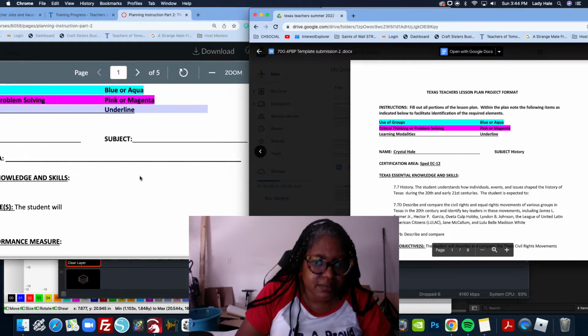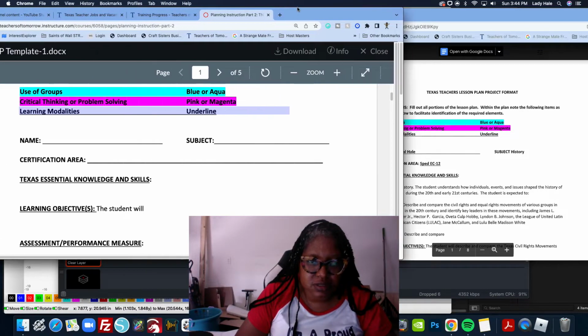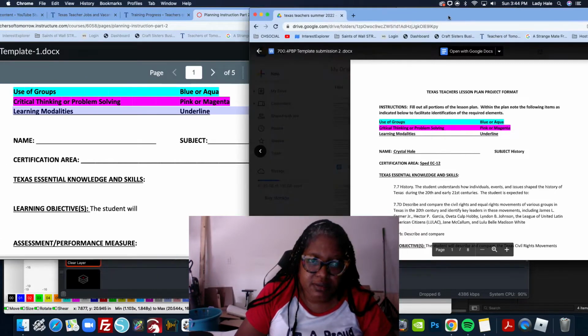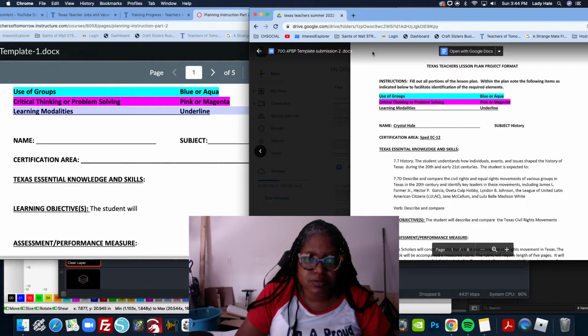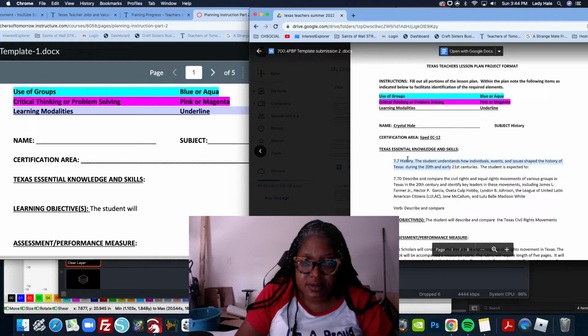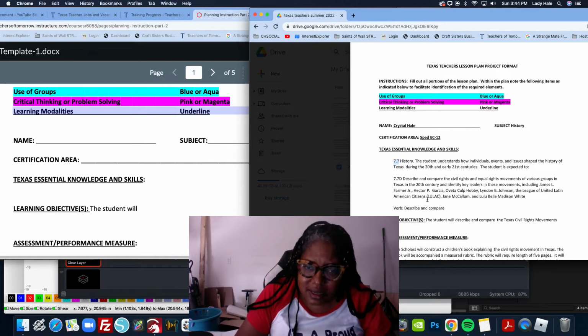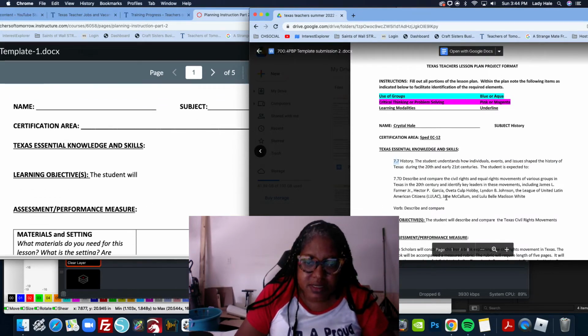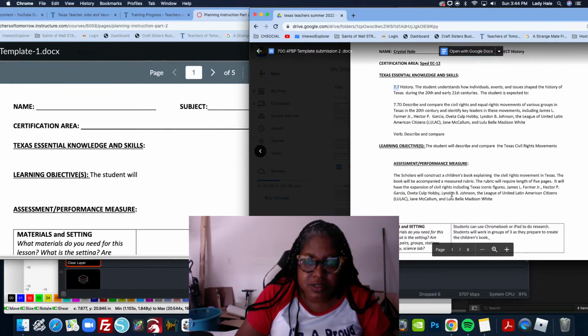As you see here, I did whatever I was supposed to do, and then I put the area of certification. This one is one for history. Okay, it's actually submission two, but this is one for history. So I did the seventh grade history, I think, and I took directly from the TEKS the learning objectives. Basically, the student will describe and compare the civil rights movement.